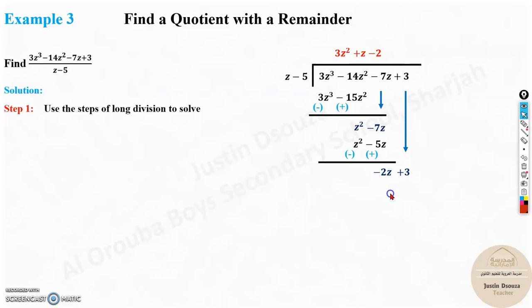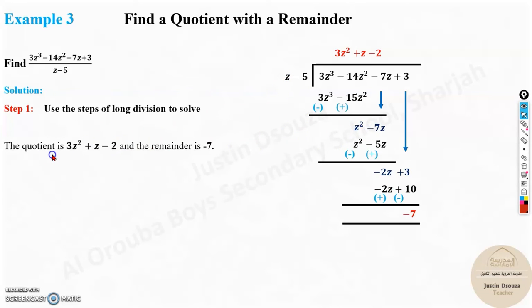Z times minus 2 is minus 2Z. Minus and minus becomes plus. 5 times 2 is 10. Simplify this, change the signs and solve. Over here this cancels out. You're remaining with minus 7. Now, is there any other terms? No. And the degree of the 7, minus 7, is lesser than z. So you can't solve this further on. So this is basically the answer. The answer is, the quotient is 3z squared plus z minus 2, and the remainder is minus 7.